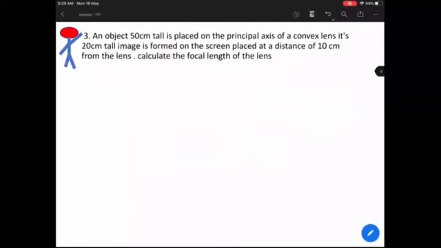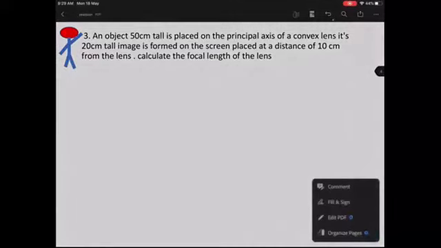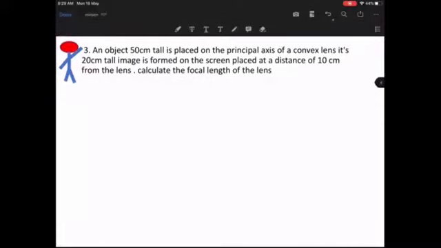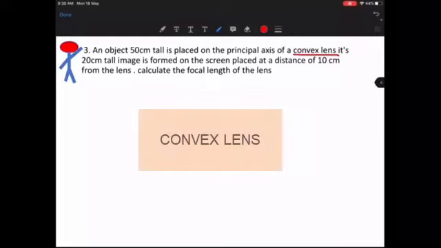Now the next question is, an object which is 50 centimeter tall is placed on the principal axis of a convex lens. Its 20 centimeter tall image is formed on the screen placed at a distance of 10 centimeter from the lens. Calculate the focal length of the lens. Here, as I told you, clearly you have to write the given data, and also what kind of lens or mirror this is. So here it is a convex lens.